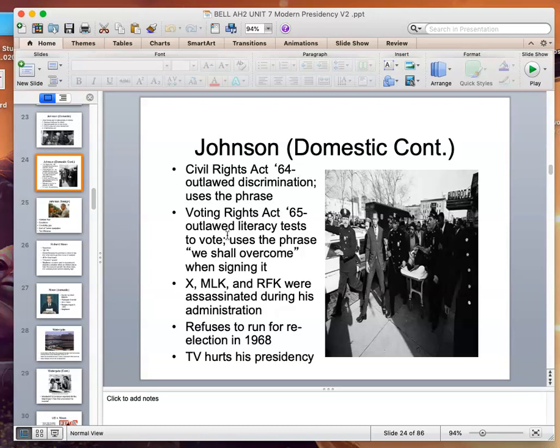He has a mixed legacy, because domestically liberals consider him a hero with the Great Society, but liberals and conservatives and Americans in general consider his actions in Vietnam to be a complete and utter failure.